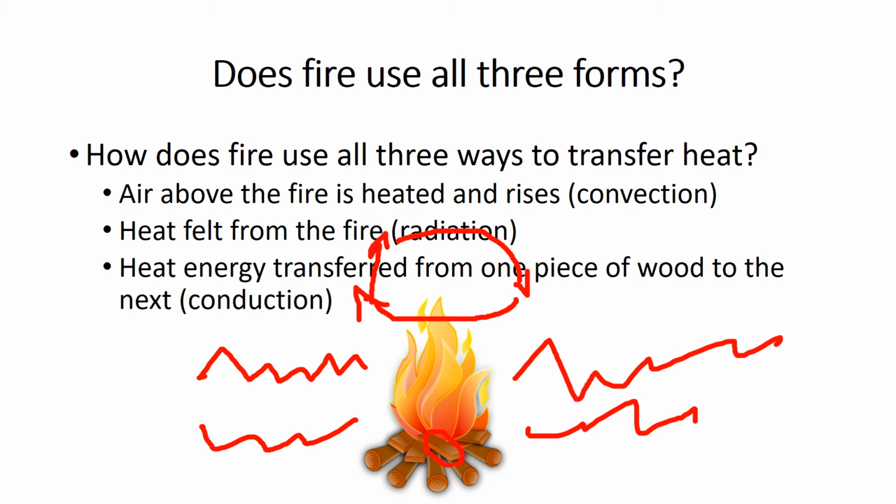And then conduction is occurring down here. One piece of wood is transferring heat to the next piece of wood because they're coming in direct contact. If we get our s'mores out and we stick it into the flames, then it's going to come in direct contact with the flames, heat up my s'more, and make it nice and melty, and there we go. That's how fire uses all three forms of heat transfer.